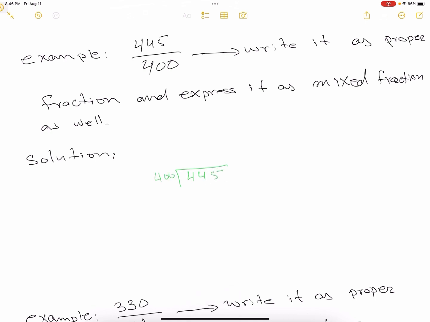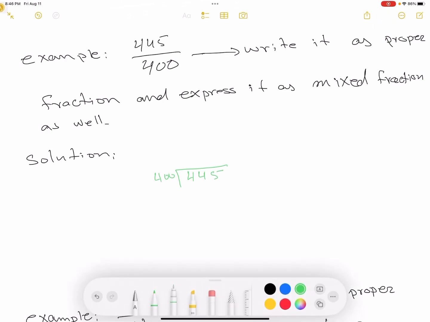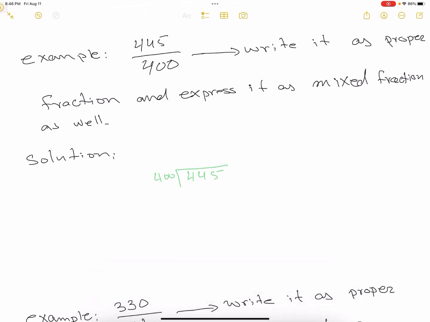445 divided by 400 goes once. 1 times 0 is 0, 1 times 0 is 0, 1 times 4 is 4. If we subtract them, it will be 45 left, right? So we can say 1 is the quotient, and we can write the remainder over the divisor. So that will be our mixed fraction.